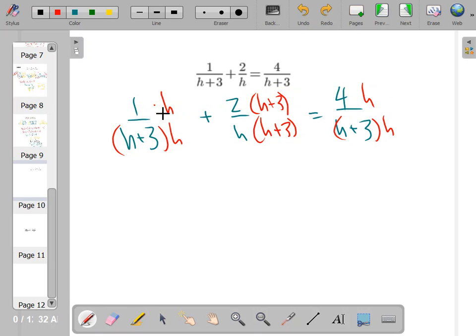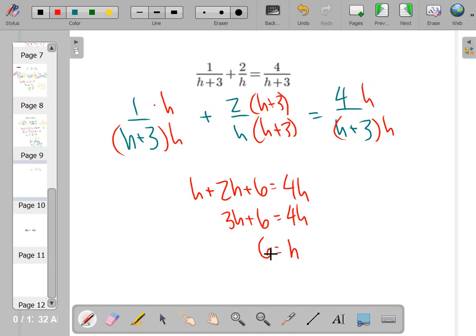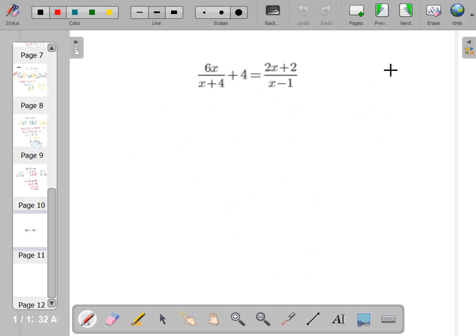So in the numerator, I have h plus, I have to distribute, 2h plus 6, and on the right side I have 4h. So that's 3h plus 6 equals 4h. If you subtract 3h on both sides, you get 1h, so h equals 6, and that works. The extraneous solutions would be -3 and 0. 6 works. Last one, 6x over x plus 4.